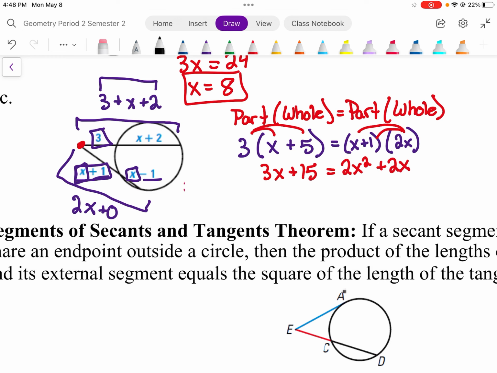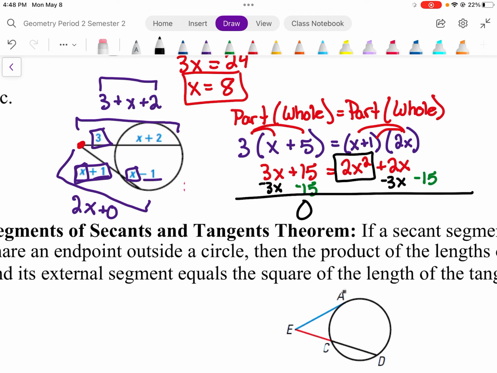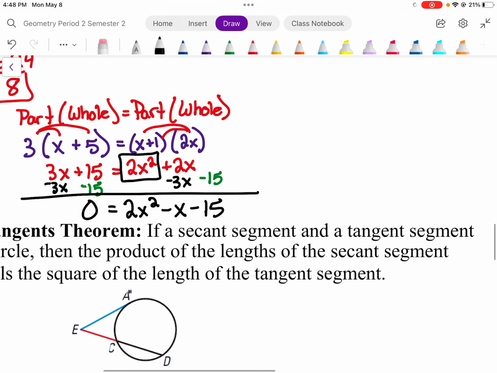Now, when you get to a problem that looks like this, and you have an x squared that's not going to disappear, then you are going to have to either factor or use quadratic formula. So when we do that, we need all of our terms to be on the same side of the equal sign. So I am going to move everything over to the right side, and we're going to have 0 equals 2x squared minus x minus 15.